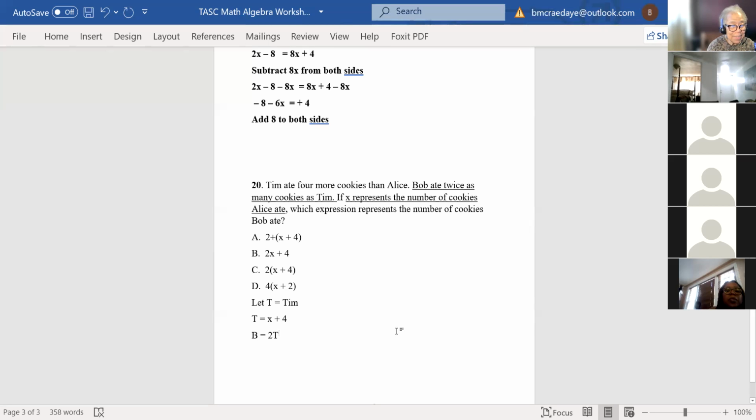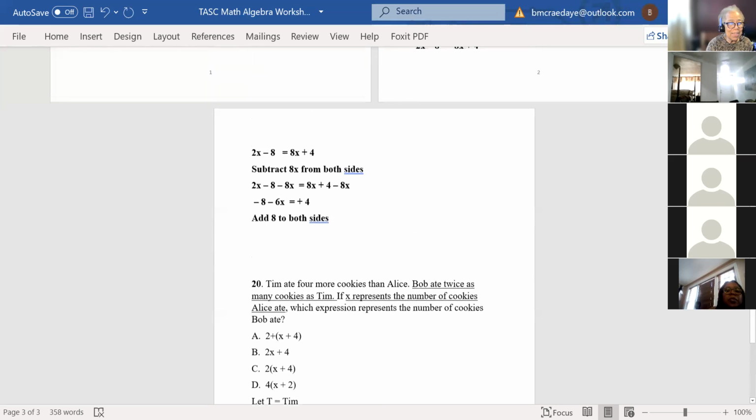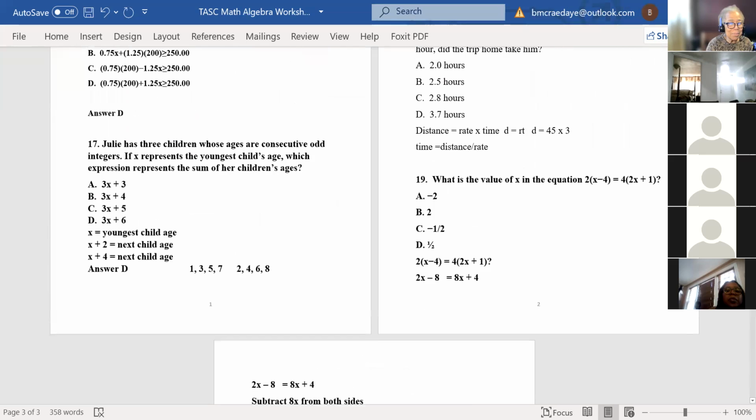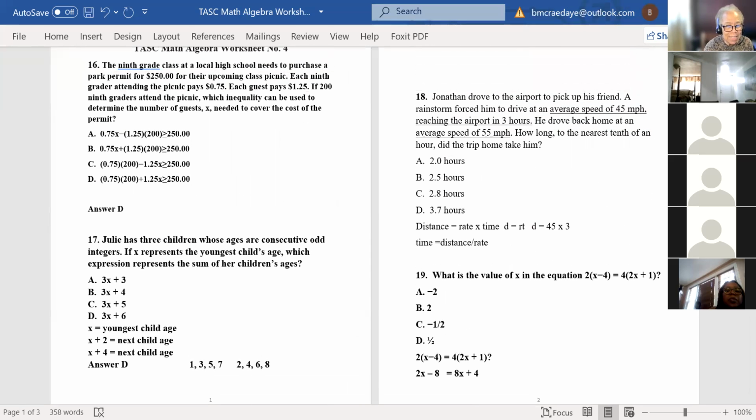Everybody got it? Text me the answers. What did I say? 18, 19, and 20. Text me the answers before the next session. All right, so we're going to leave here, and we went over time, but I just hope you learned something here. I'll send you this sheet so you can look over it.